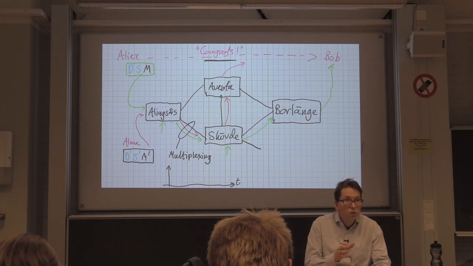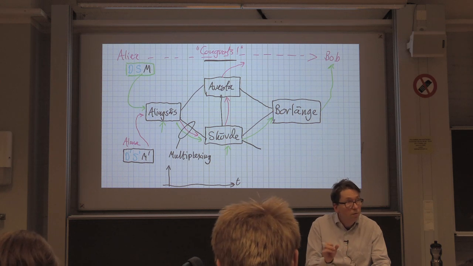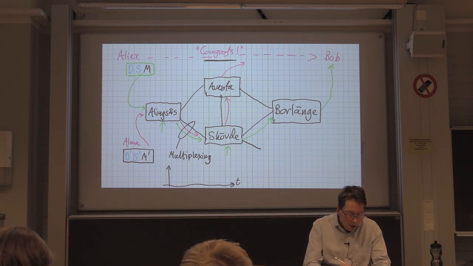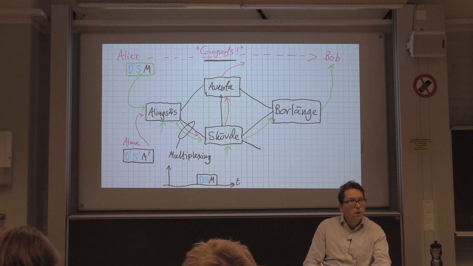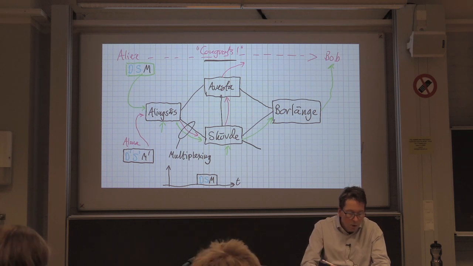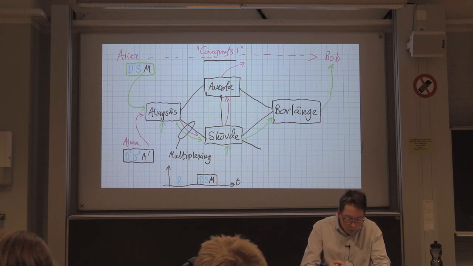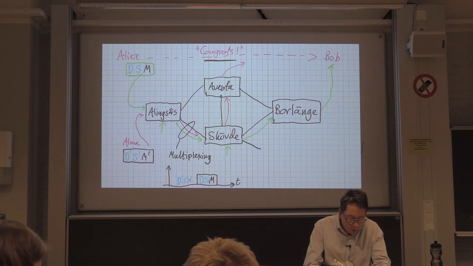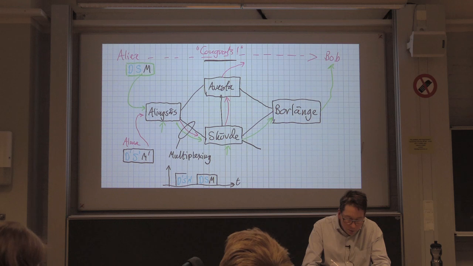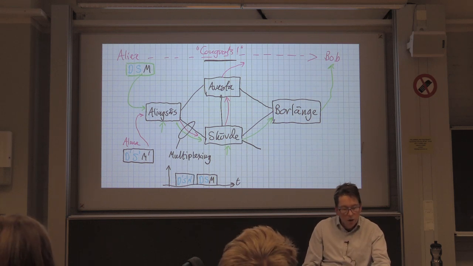Okay, and then we have two messages going over this line. Let's assume that you can only send one message at a time, so they are following consecutively after each other. So we have the message first from Alice, so D, S and then M. Okay, so this is the message transmitted during this time by Alice to Bob. And then we have the message from Alma, D prime, S prime, M prime. Which is transmitted a little bit earlier, actually.